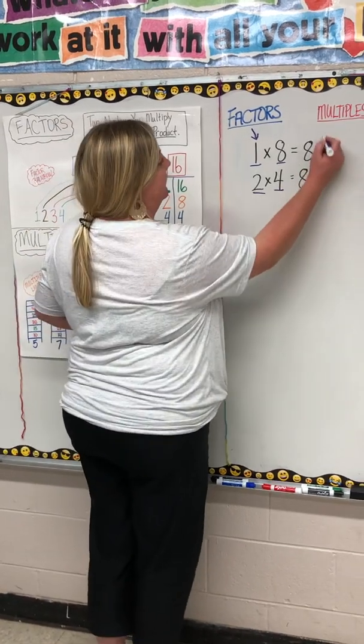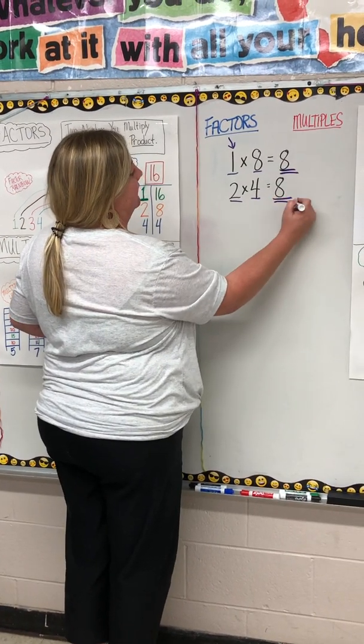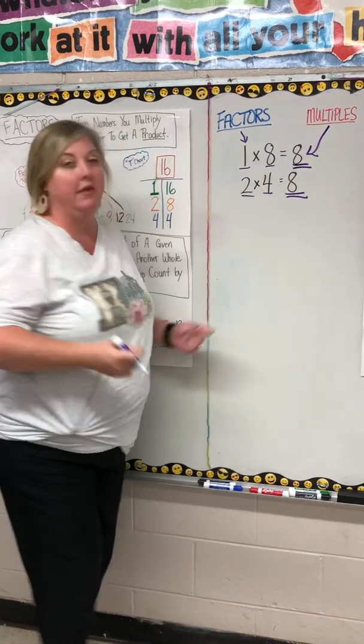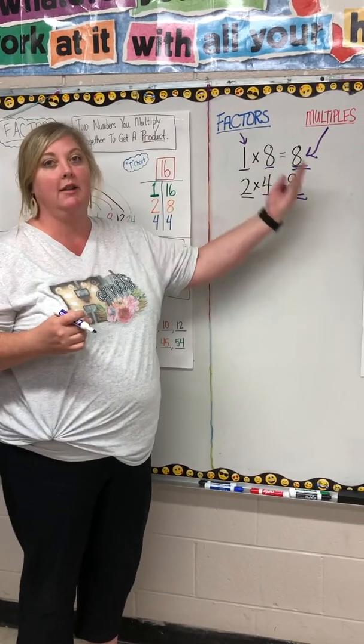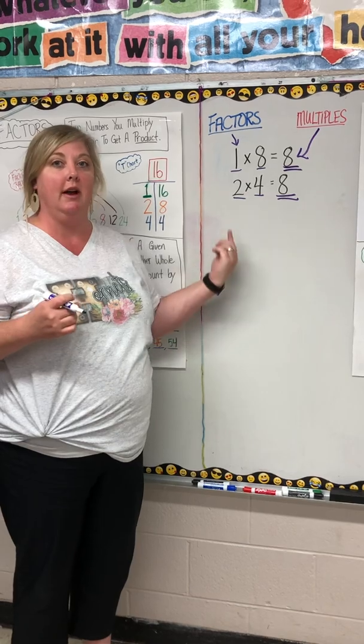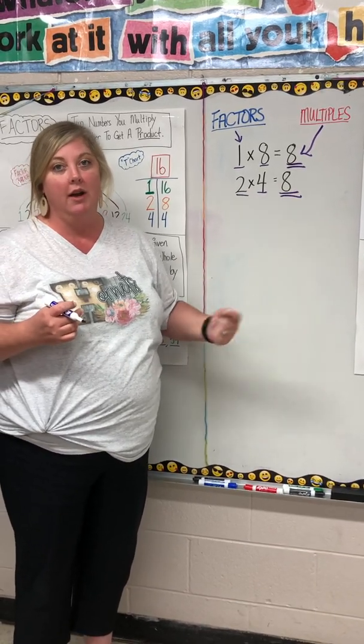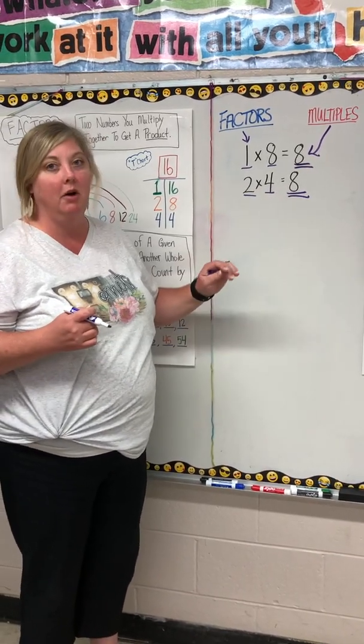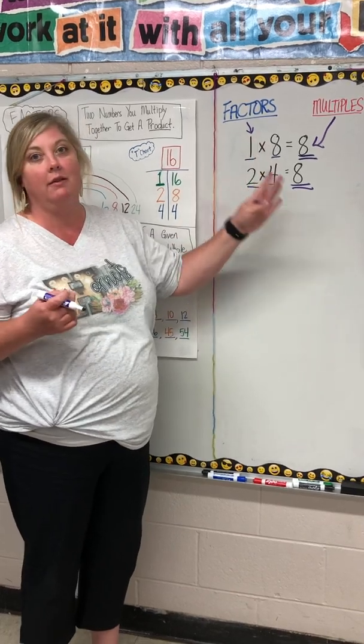Now, this and this would be called the multiple of 1 and the multiple of 8 and the multiple of 2 and the multiple of 4. So we could say 8 is a multiple of 1, 8, 2, and 4.